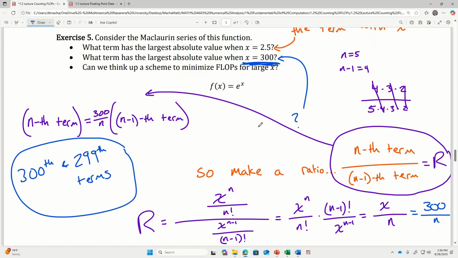Now, can we think of a scheme to minimize the number of flops it's going to take for large values of x? When I say large values of x, I mean like anything larger than 20, right? If I want to get a lot of accuracy without having to do a lot of terms, what should I do? Should I start with the first term, the number 1, and then add the second term, the x, and then add the third term, the x squared? No? What should I start with?